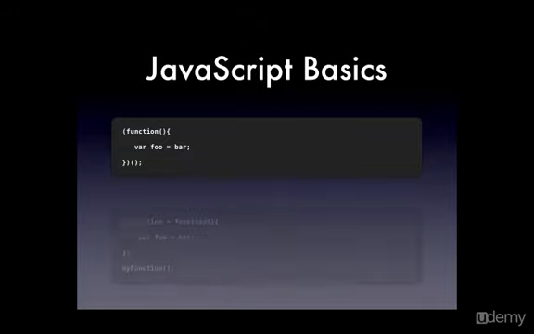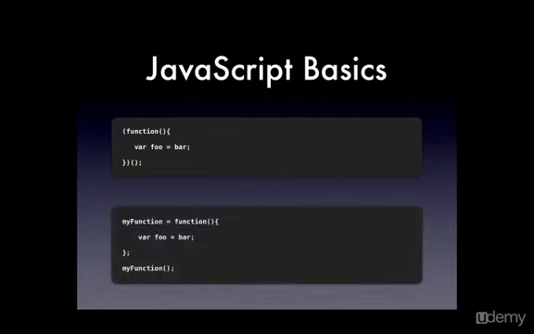A simpler way of seeing this is I've created a function. Inside of that anonymous function, I've created a variable called foo and set it equal to bar, and then I immediately call that function. But most JavaScript developers will use the shorthand at the top to do the same thing that you would do at the bottom.